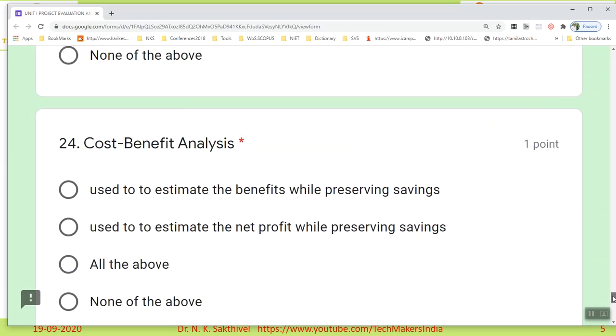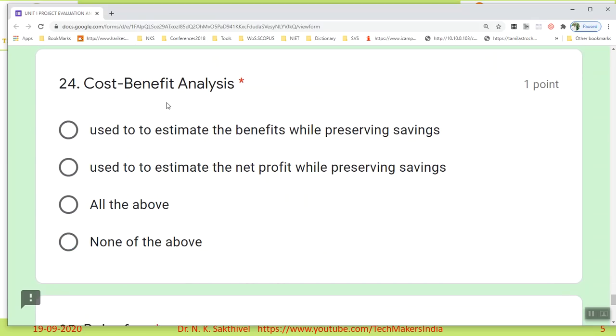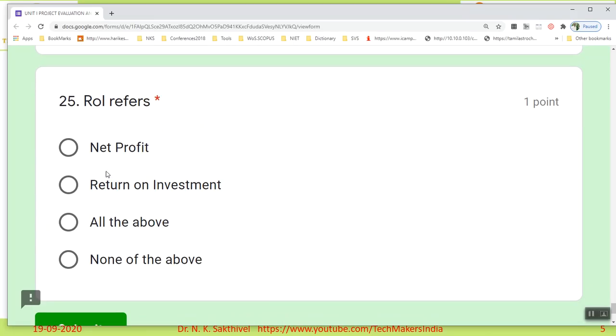Both are correct. 24th, cost benefit analysis is used to estimate the benefit. Which task will give me more input, more profit, that is cost benefit analysis. Best example, two institutions, I would like to join one of the institutions giving the highest package so that I can focus on that institute. Cost benefit analysis. And next, that is the 25th, what is called ROI. ROI means return on investment.